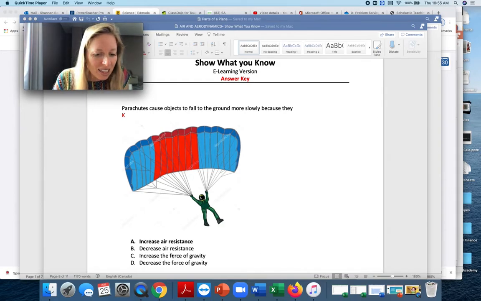They don't have anything to do with the force of gravity. The force of gravity is a constant that never changes on the planet of Earth. So those parachutes do not impact gravity. It does increase the drag.